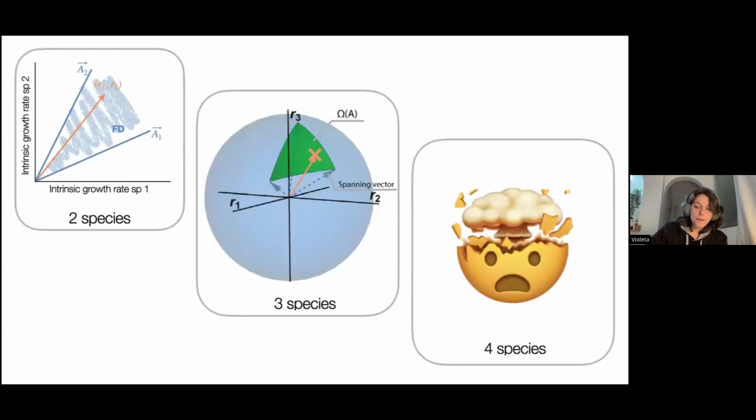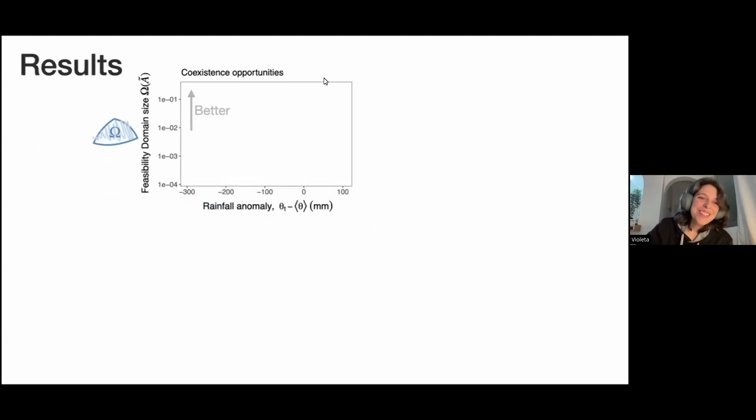And bear in mind that I have shown you two species. With three species, you can also visualize it, but with more species, it's absolutely impossible. Nevertheless, there are geometric tools to measure the size and the shape of this feasibility domain, because we have 7 species and 4 species, so no pretty spheres to draw. So first, we measured for each rainfall condition the size of this region, and the bigger the better, because that means that the community can move more without any species going extinct.